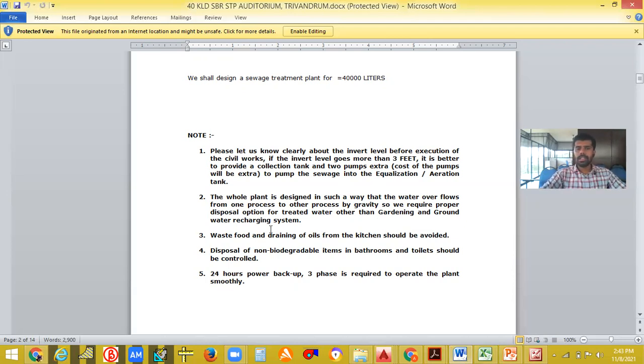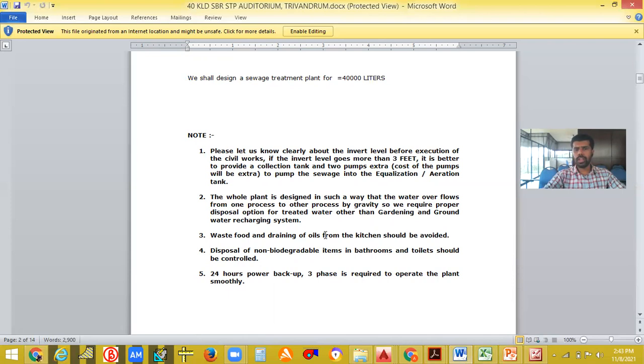Then the whole plant is designed in such a way that the water overflows from one process to another by gravity. So we require proper disposal options for treated water other than gardening and groundwater. They will be giving some suggestions about this. It flows by gravity only, so slope should be given, and all those things.